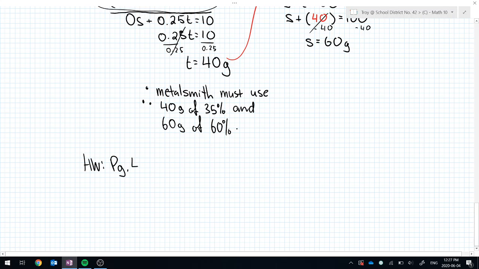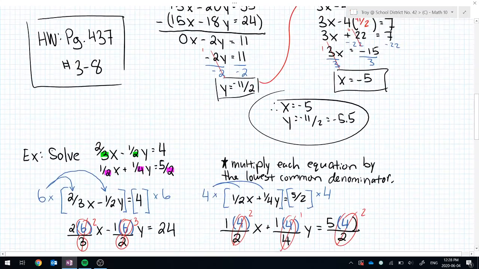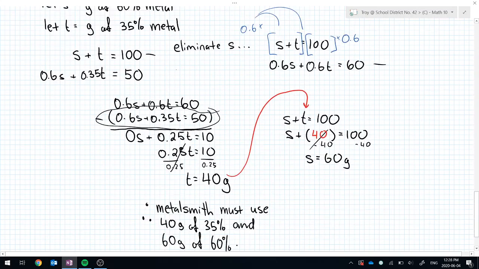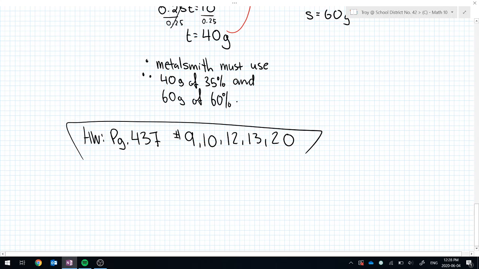So that was on page 437. And last time I got you guys to work up to question 8. So for this one, let's do question 9, question 10, 12, 13, 20. So 5 questions this week. Okay, so go ahead, work through that. If there's any questions, make sure you guys reach out, email me, or let me know in the Discord, and I can help you out there.